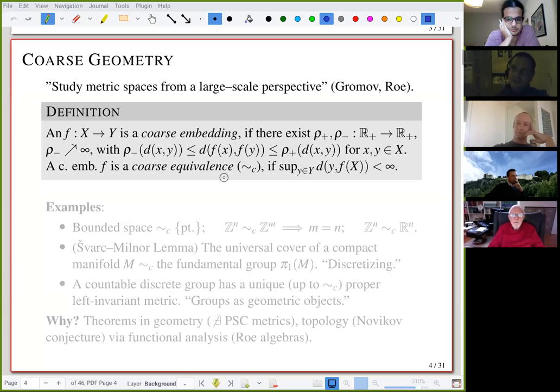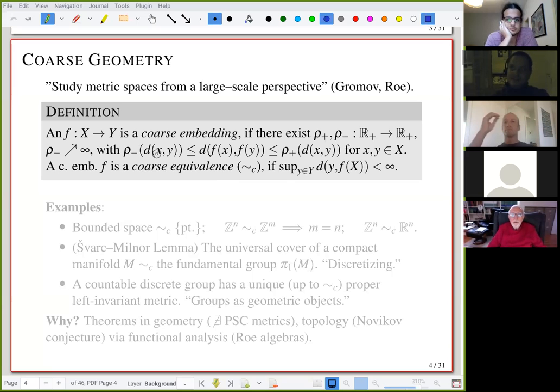Instead of trying to explain any more about this, let me just give you the definition of coarse embedding and coarse equivalence. This is supposed to be from a large scale perspective: when do you say that the spaces are the same in large scale? That's the notion of coarse equivalence here. Let me read the definition and then try to explain and go through some examples.